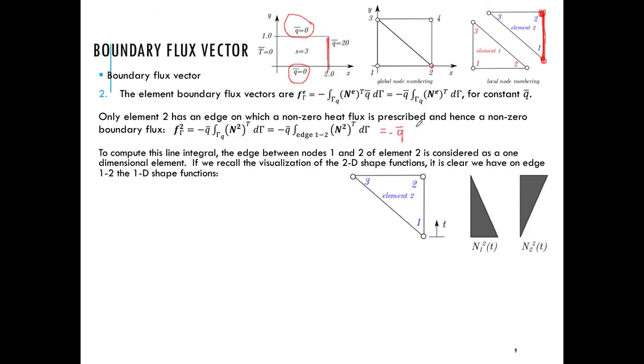q bar minus integration over edge 1, 2, और ये क्या चीज़ है? This is the shape function matrix for element 2. So iske andar n1 n2 and n3 hai of element 2. Okay, so of element 2 main idhar 2 likh deti hu usko taki clear ho jaye. Integrated over that domain d gamma ke upar edge 1 2 ke upar.